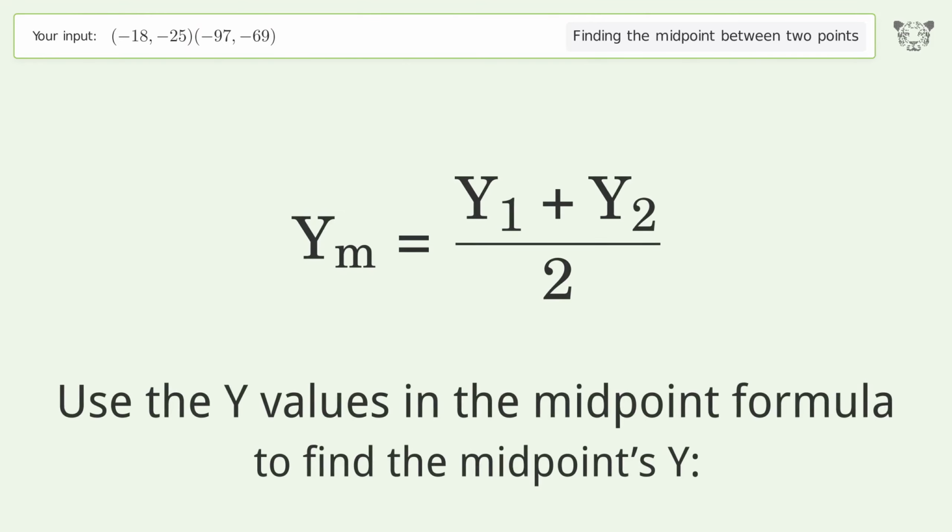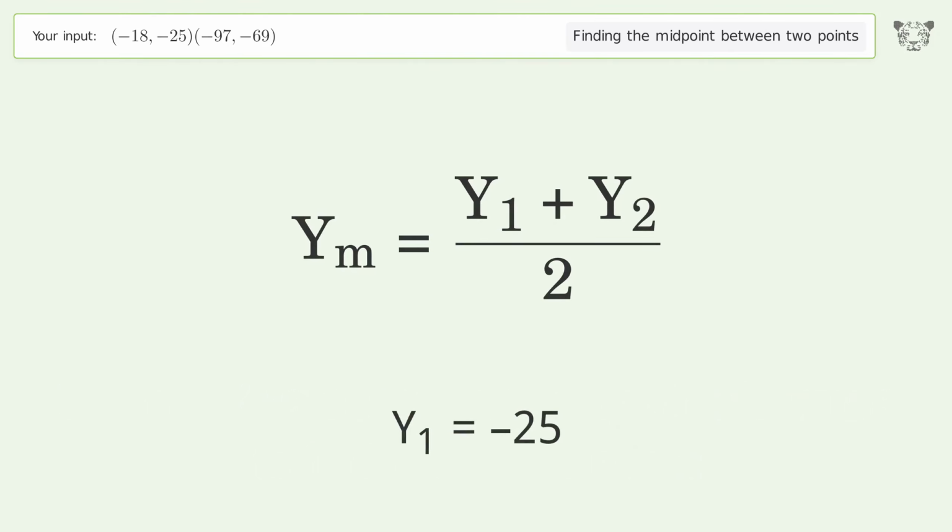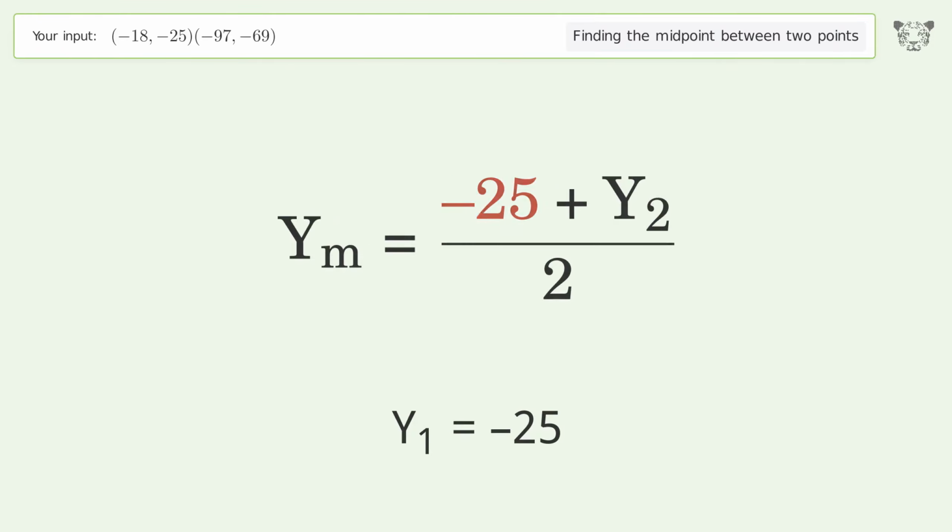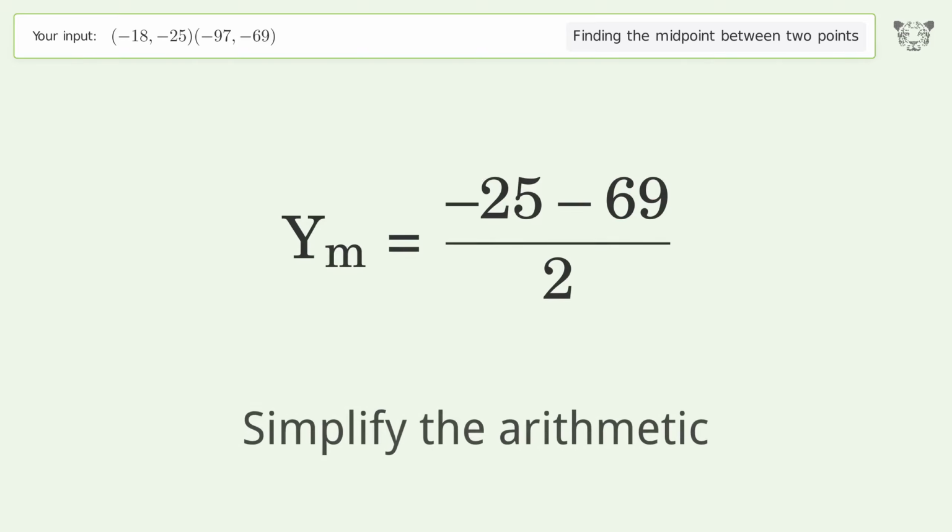Use the y values in the midpoint formula to find the midpoint's y. y1 equals negative 25. y2 equals negative 69. Simplify the arithmetic.